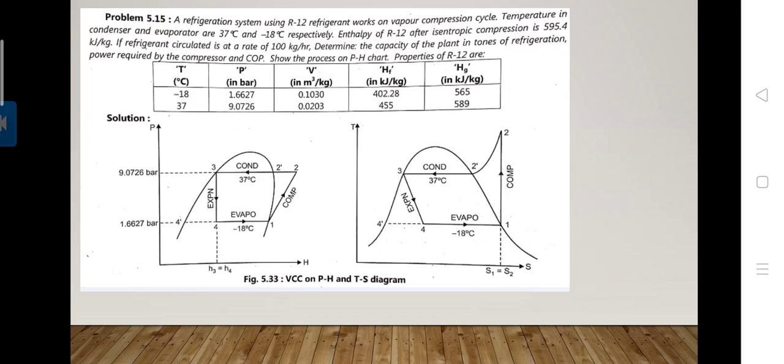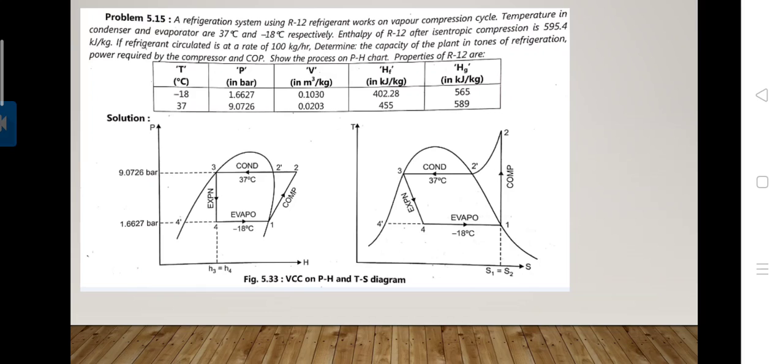Here they ask us to show the process on the p-h chart. So we have to draw the p-h and T-s diagram. As we explained in the last example, this is the vapor compression cycle process: evaporation, compressor, condenser, expansion, from 4 to 1, 1 to 2, 2 to 3, 3 to 4. All these terms I already explained in the last problem also. So in this problem we continue by putting in the values and solve it.